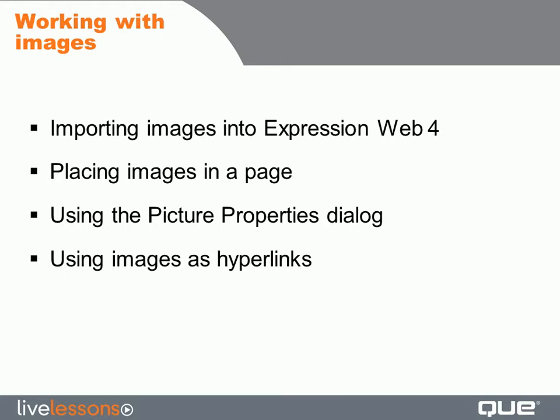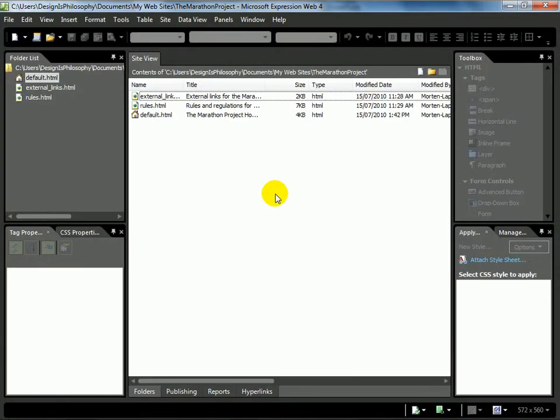In this lesson, you'll learn how to import images into Expression Web 4 the right way, how to place images in a page, how to use the Picture Properties dialog to restyle the images, and how to use images as hyperlinks. So far in the series, we've only been working with text. Now it's time to include some images into that text to spiff up the pages a bit.